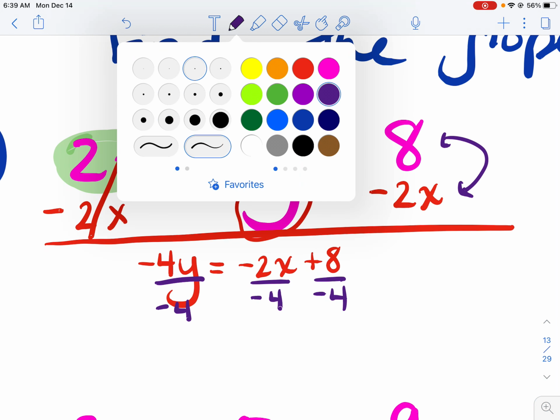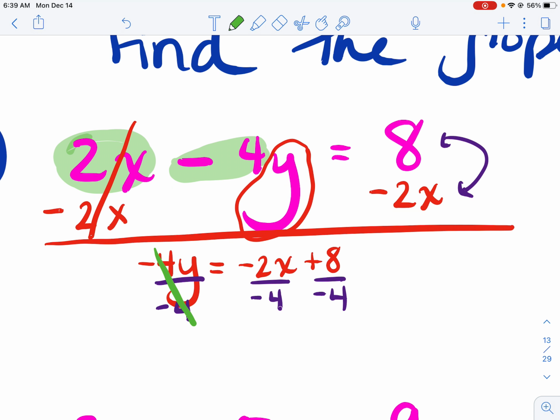Okay, so what's going to happen here? These 4s are going to cancel. That's good. We have an isolated y. Now here we want to simplify when we can, because a negative divided by a negative is a positive.